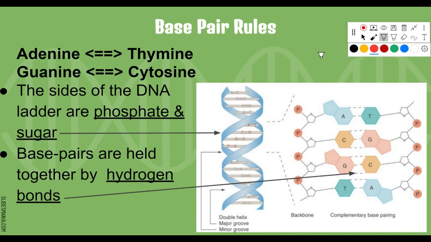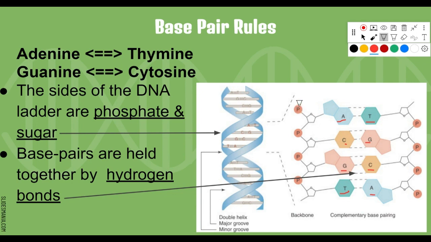So, base pair rules. I've said this a few times, but again, it's all about that repetition, right? Adenine and thymine. Wherever you see an A, there is going to be a T. Adenine, thymine. Wherever you see a G, there is going to be a C. So guanine and cytosine, right? Or right here: guanine, cytosine, thymine, adenine.